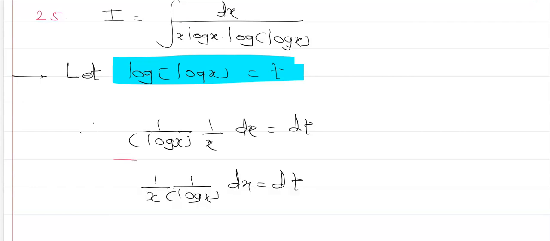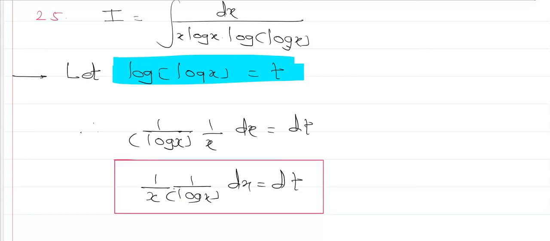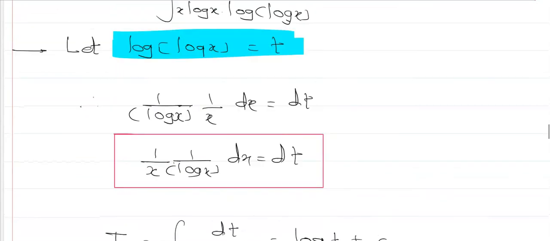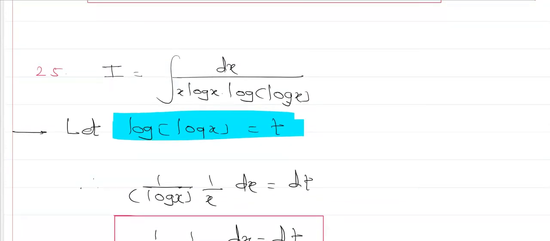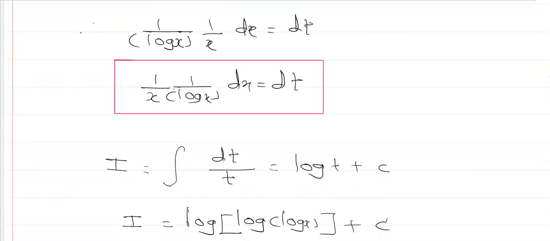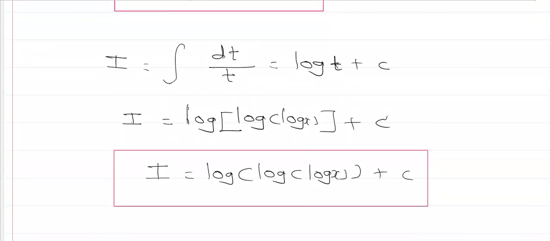Therefore I can write it in this manner. This is the value. Therefore our integral becomes dt upon t. This is the value of log x. This is the t. That is integral dt upon t, which is log of t plus c. But what is the value of t? Log x plus c. And this is my final answer. That is log x plus c.